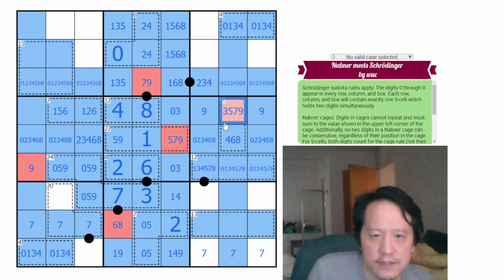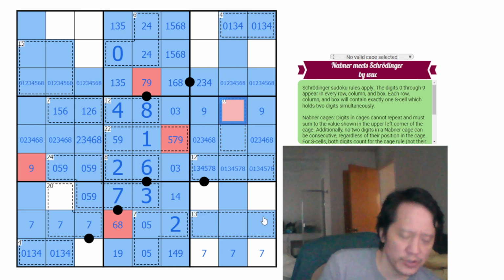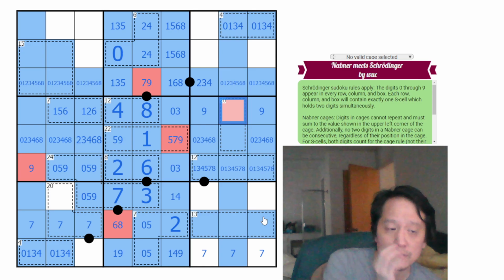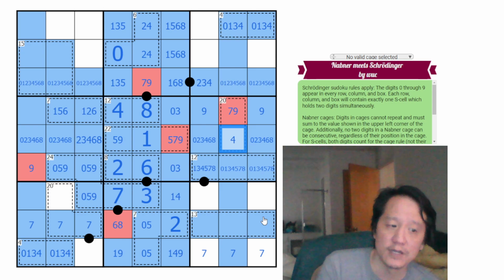Okay, yeah, that's right. That's another thing I forgot. These are all Nabner cages. So it cannot be 3, 8, 9, because 8 and 9 are next to each other. It could be 4, 7, 9. It cannot be 5, 6, 9 because 5 and 6 are next to each other. And it cannot be 5, 7, 8 because the 7 and 8 are next to each other.